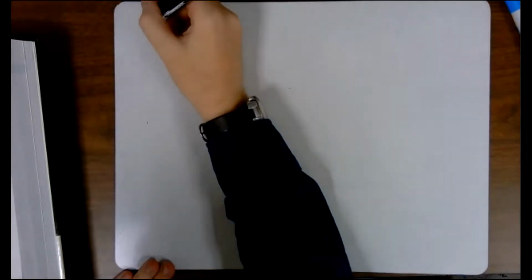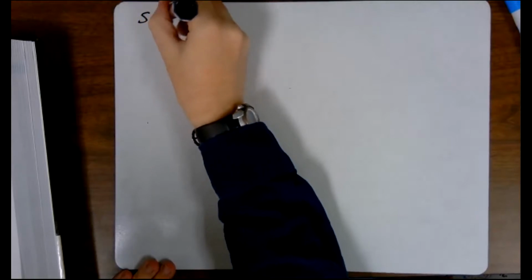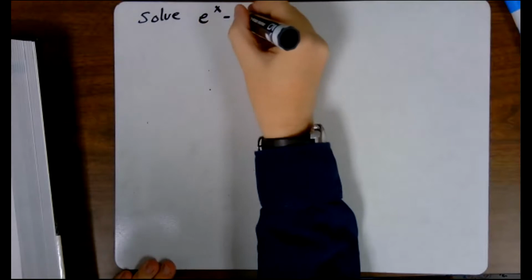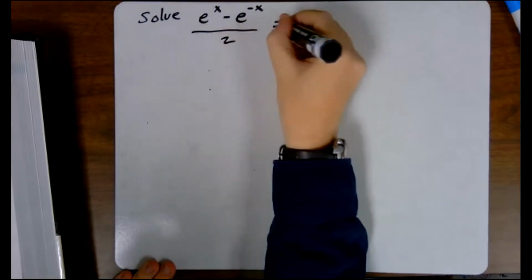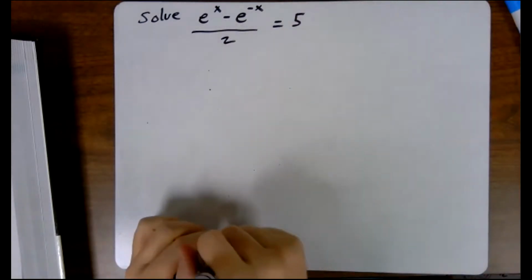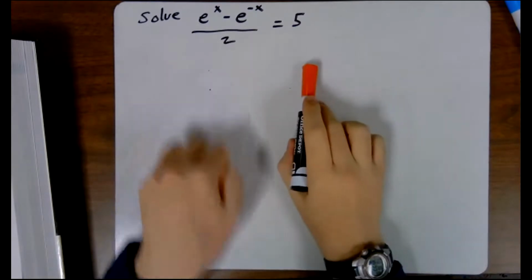Okay, so let's go ahead and solve e to the x minus e to the negative x over 2 equals 1. Okay, so now when we want to solve this.